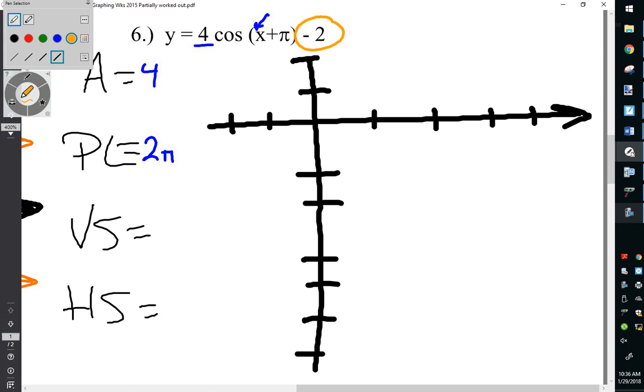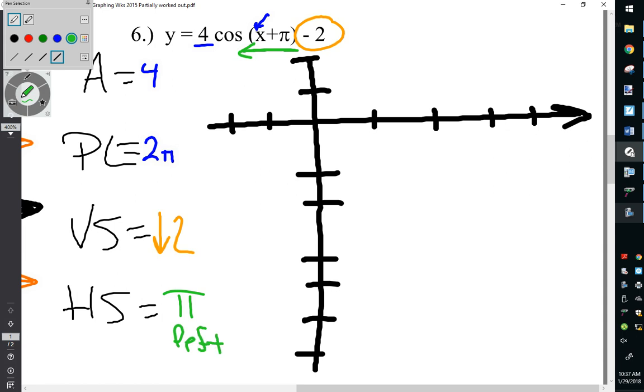-2 is my vertical shift. Since I have a -2 right there, it's going to take me down 2. So that means my midline is going to be down 2. Horizontal shift is whatever's added or subtracted inside of the parentheses. So since it says plus pi right there, I'm going left pi.